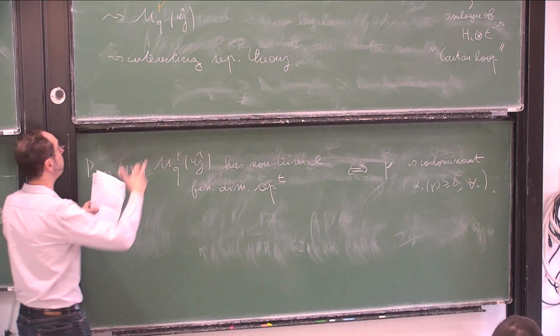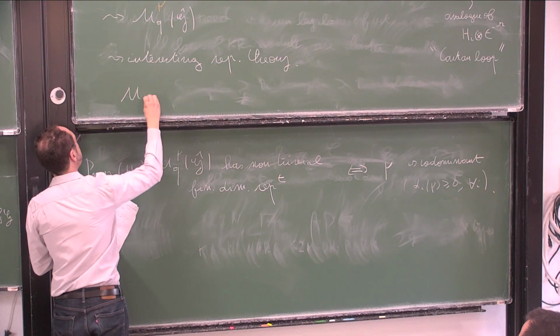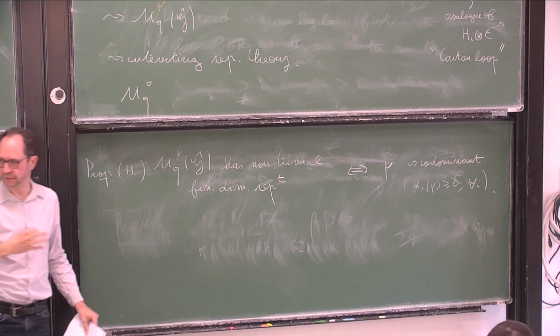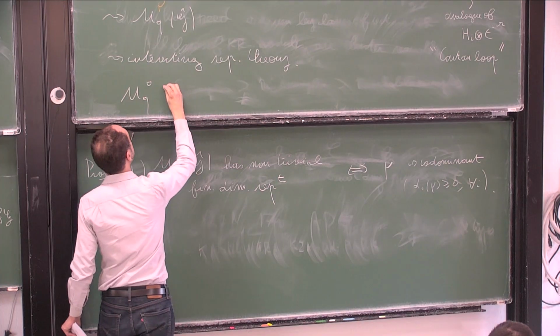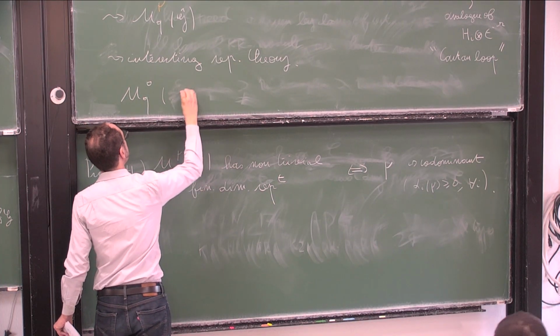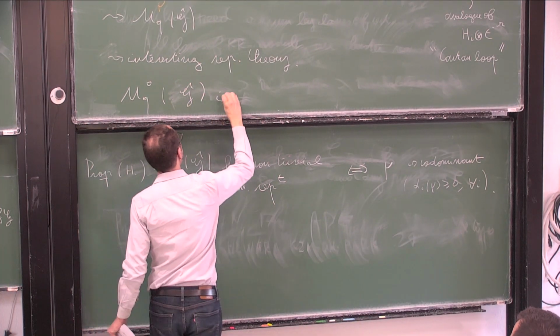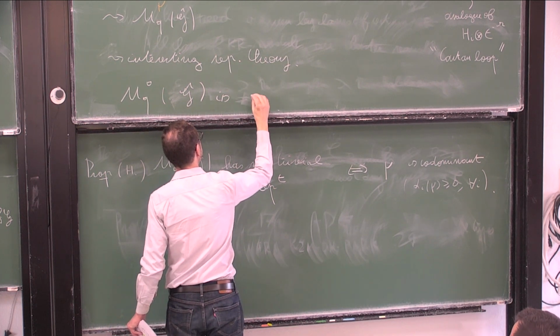So I should have said, of course, that when μ is equal to 0, you recover essentially the ordinary quantum loop algebra. It is essentially U_q.